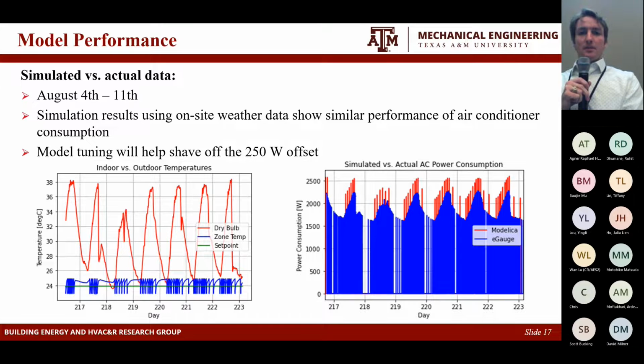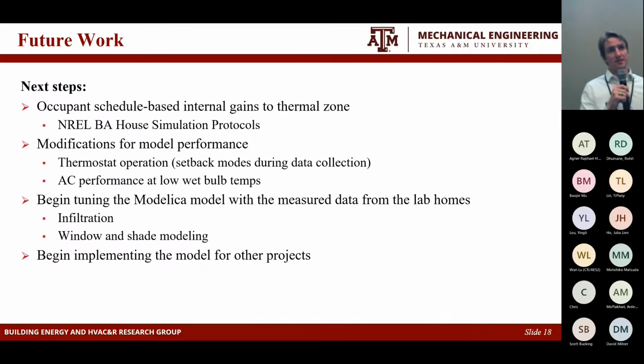I wanted to wrap up and go over some of our future work, because this has been quite a learning experience, modeling a building that's already built, especially when you can't find all the information on the detailed materials or how exactly everything should be inside of the simulation. I talked about having occupant schedule based internal gains. We've already created these schedules for a typical single family household, so we want to input this into our internal gains in the thermal zone to represent what we would see there from a typical family.